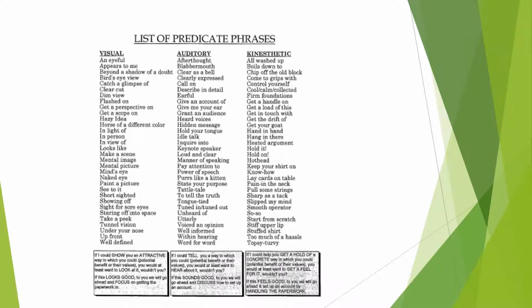So these are just a quick list of predicate phrases that sometimes people may use. If they're particularly visual, they may quite often say, it appears to me that you were late because of blah, blah, blah. If they're auditory, then they may say things like, call on, or you've given me an earful. And a kinesthetic would say, you know, feel, hold on. The words have to have feeling to them. So, for example, keep your shirt on. That's a kinesthetic phrase. So just a quick little snippet of different predicate phrases that certain people may say.